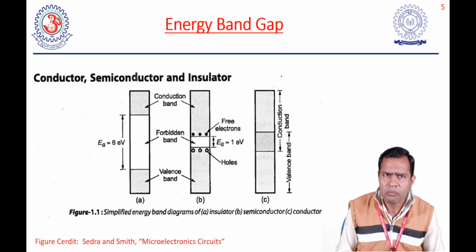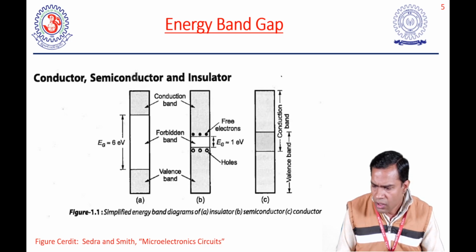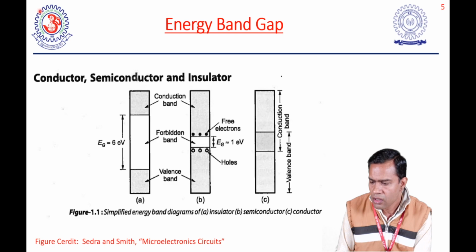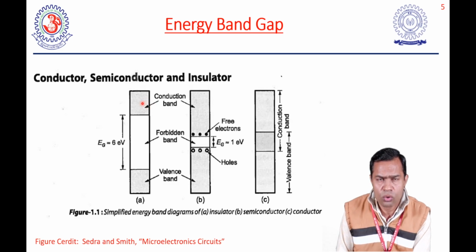So you can see in the picture, the first picture is related to the insulator. Here you can see the energy gap is much more, that is 6 electron volt, between the conduction band and valence band. So the conduction band is responsible for the flow of current through free electrons.